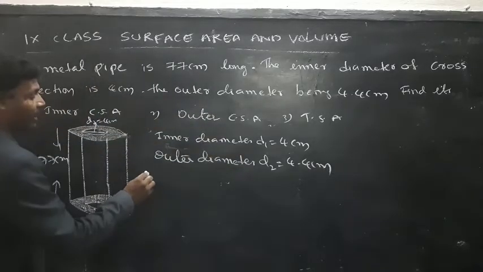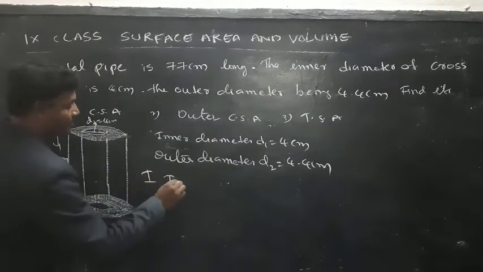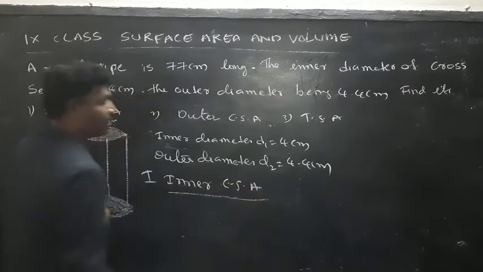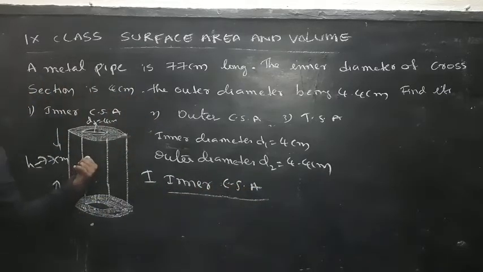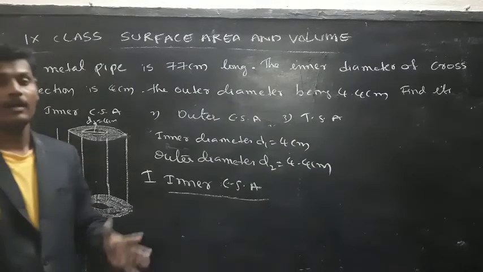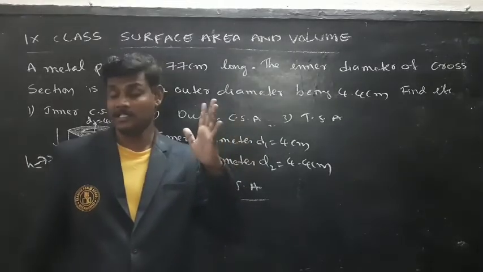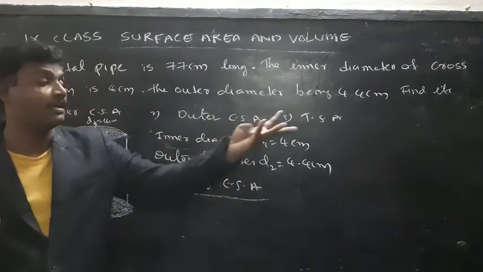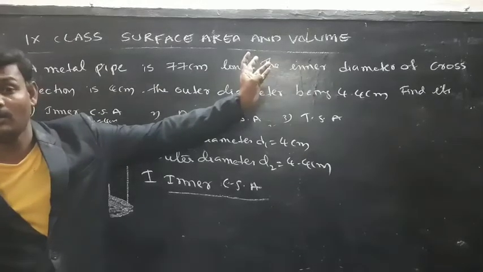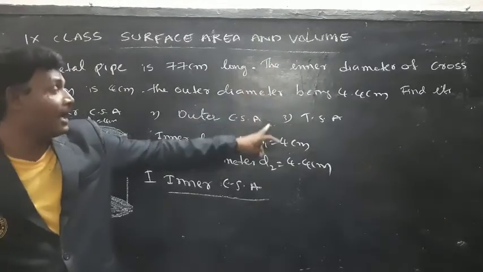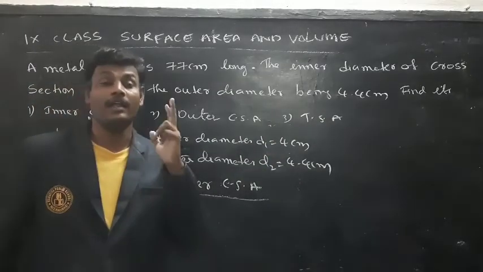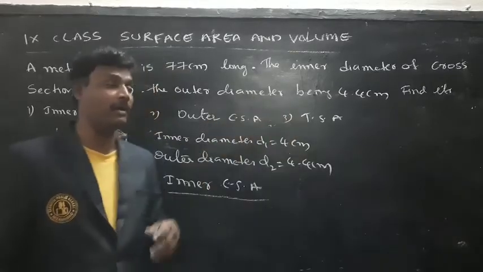First, I am going to find inner curved surface area. Inner curved surface area is in the form of a cylinder. To find the curved surface area of a cylinder, I need the radius and also height. I need the values of radius and height. Here I know the value of diameter, but I don't know the value of the radius. Radius is nothing but half of the diameter.